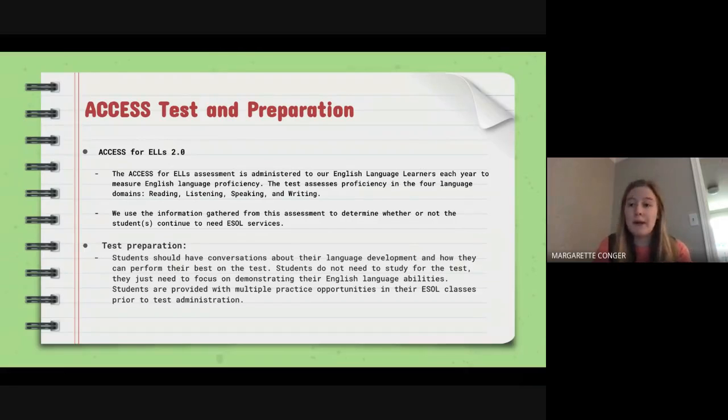How we prepare students for the test. Students should have conversations about their language development and how they can perform their best on the test. Students do not need to study for the test. They just need to focus on demonstrating their English language abilities. In class, students are provided with multiple practice opportunities prior to the test administration so that they are familiar with what the test looks like, the testing platform, and what kinds of questions will be on the test.